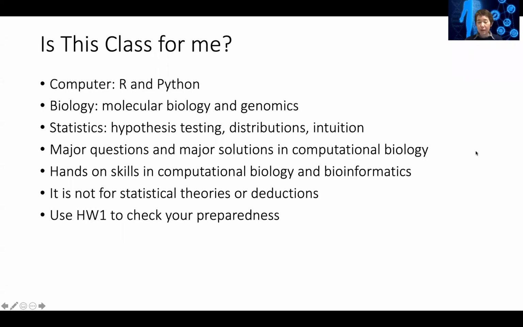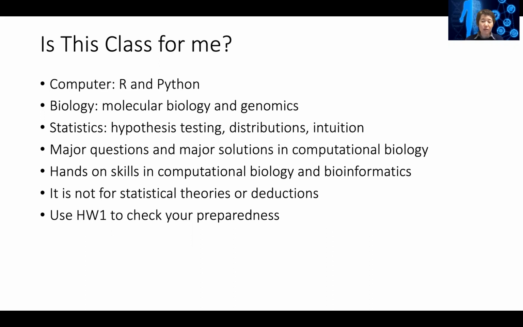You might wonder whether this class is for you. We do look for students who have computer programming experience. Usually R and Python are the ones we're going to use for this course. We also hope that you have basic molecular biology and genomics background, because we will be covering a lot of biology, especially on gene expression, epigenetics, gene regulation, GWAS studies, and also cancer genomics and cancer immunology. So I think knowing some good molecular biology would definitely be helpful.